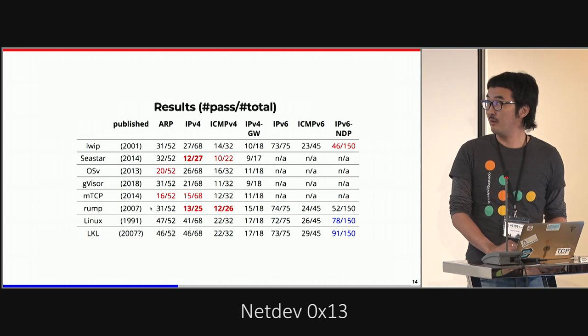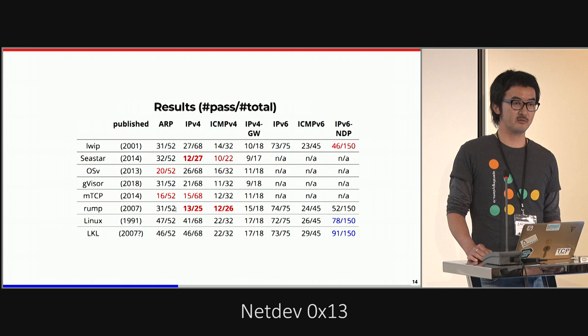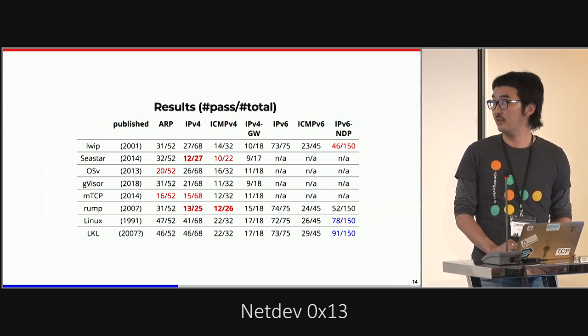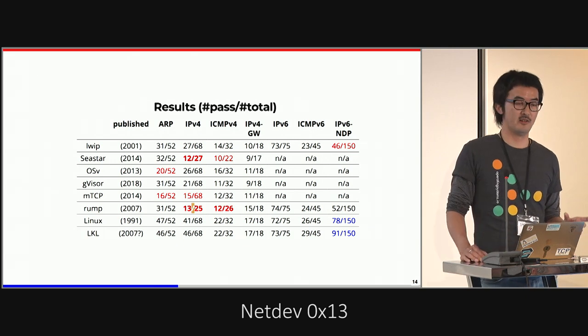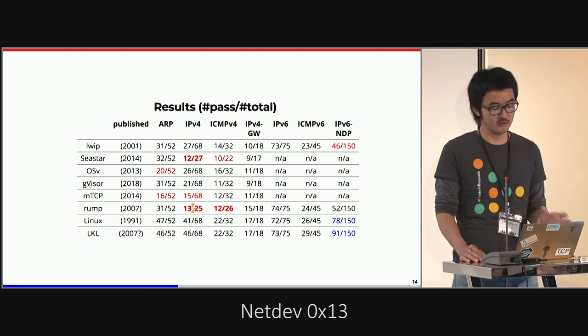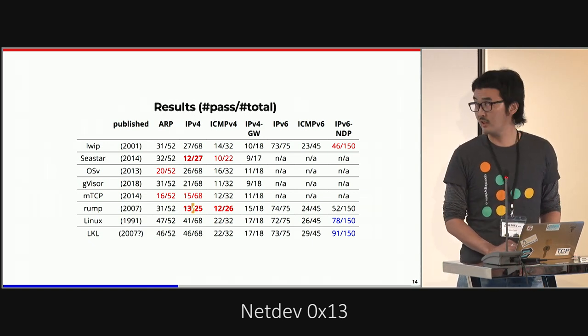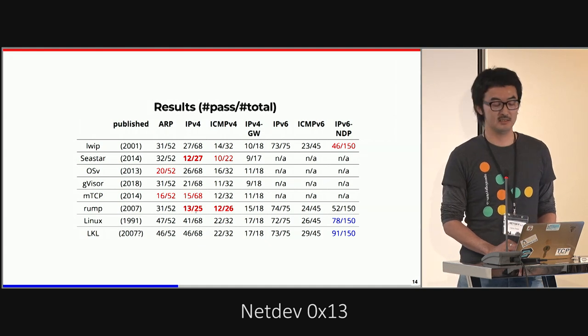And for the RAMP kernel case, they have support to configure multiple interfaces, but during the test, the RAMP kernel crashed, so we cannot continue to the rest of the tests. So that's why the total number of tests is lower than the others.